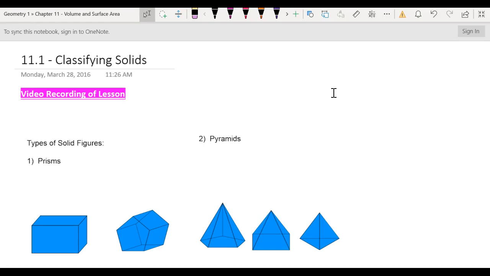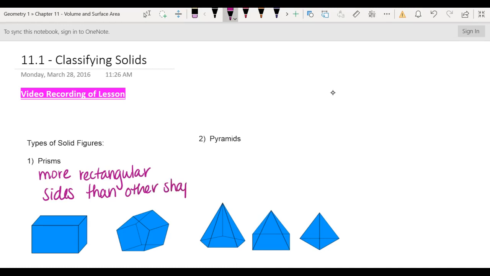They have more rectangular sides than any other shape in the figure. So a prism has more rectangular sides than any other shape. Now, the most common prism that people get wrong is the triangular prism.